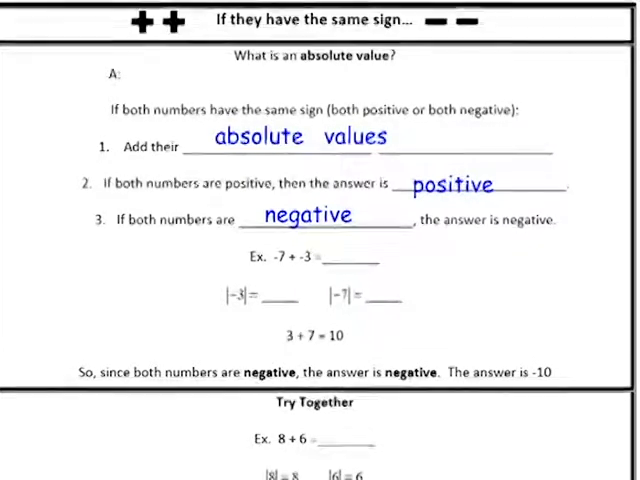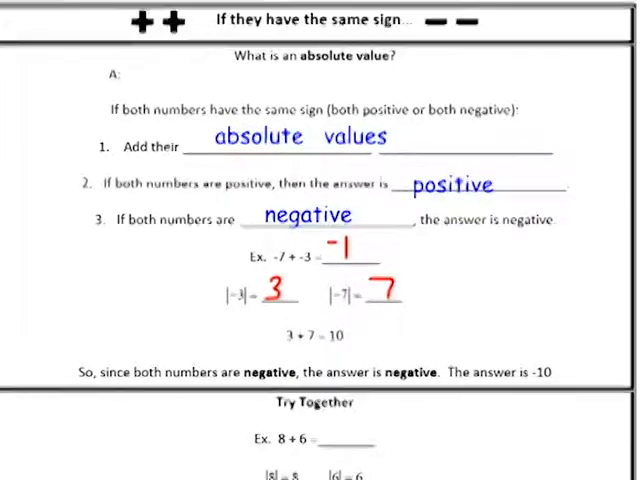-7 plus -3. Now, for a problem like this, you don't have to write out all the work that I'm writing out. I'm just showing you why it works this way. -3, the absolute value is 3. -7, the absolute value is 7. 3 plus 7 is 10. They were both negatives, so the answer is negative.